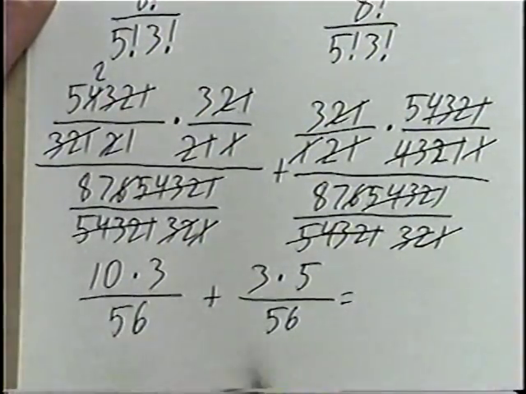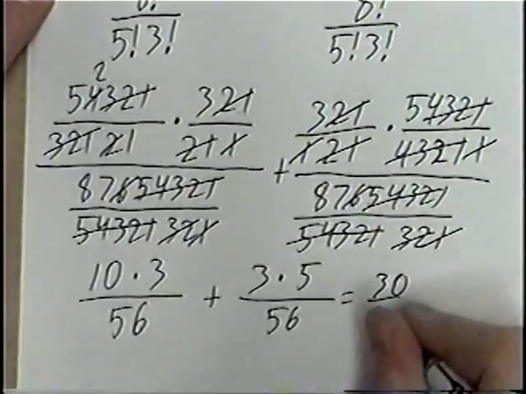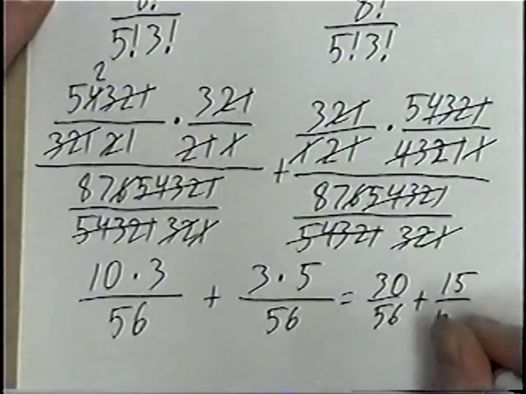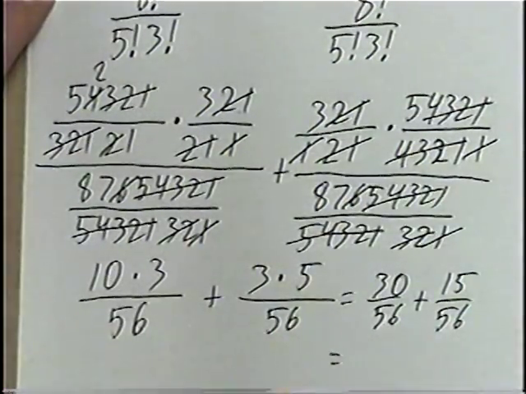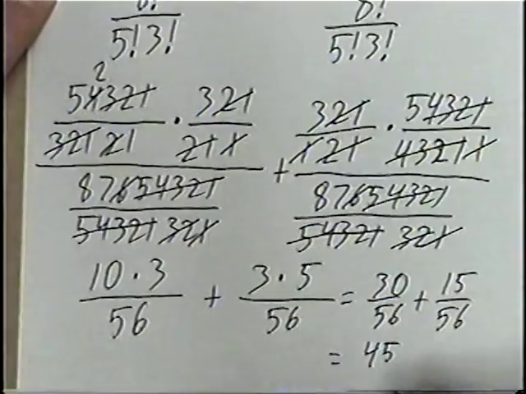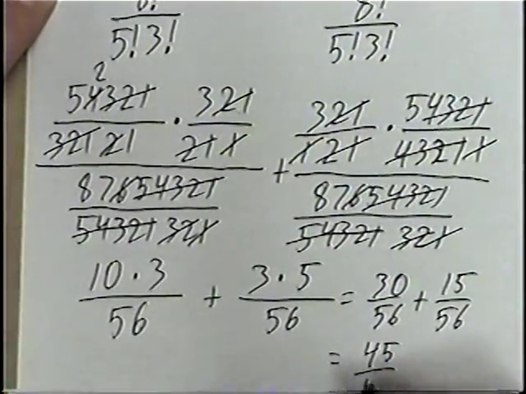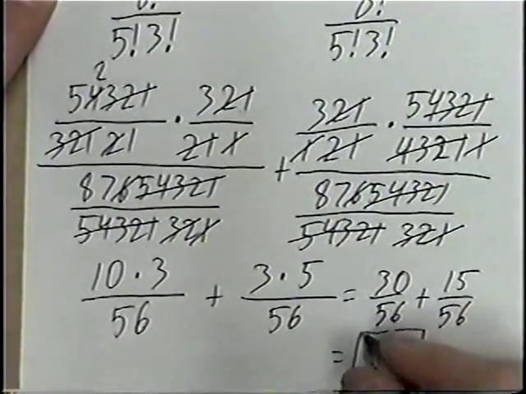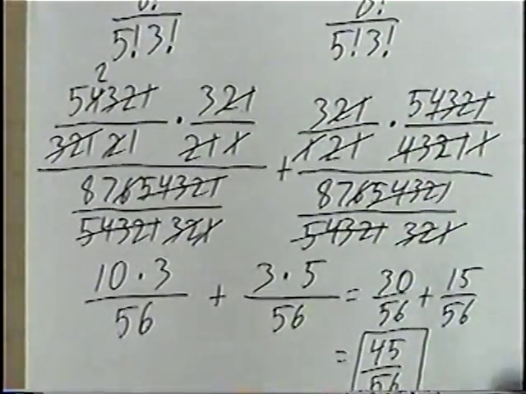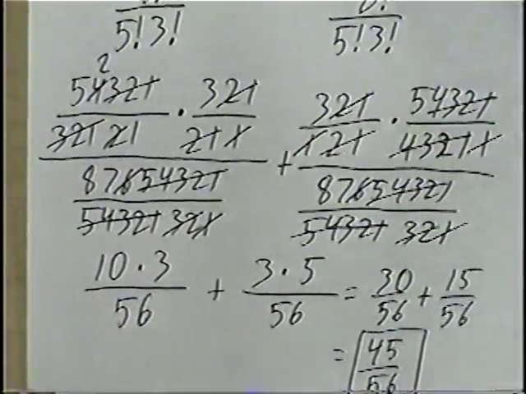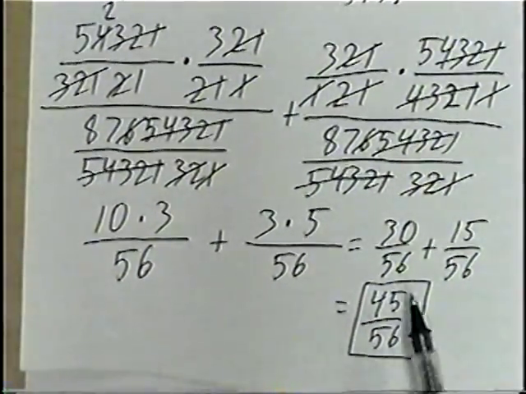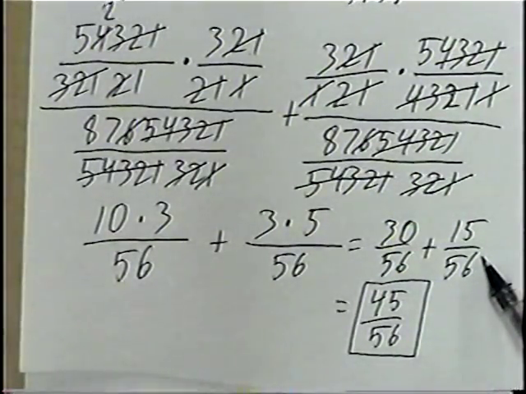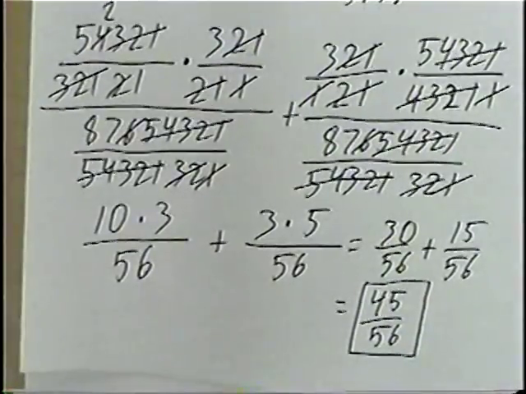Simplifying, 10 times 3 will have 30 over 56, plus 3 times 5 would be 15 over 56. Adding those together, we'll have 45 over 56. This fraction cannot be reduced, so our final answer, 45 over 56, which again is the probability of picking 2 boys or 2 girls. Probability of 2 boys is 30 over 56. Probability of 2 girls is 15 over 56. So the total probability, 45 out of 56.